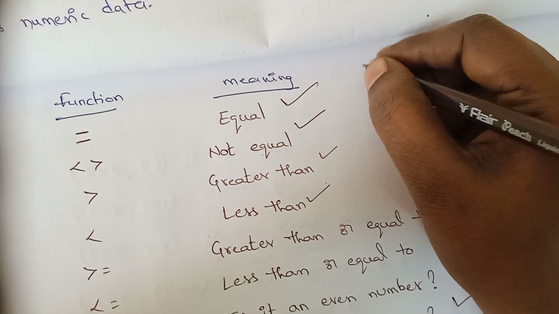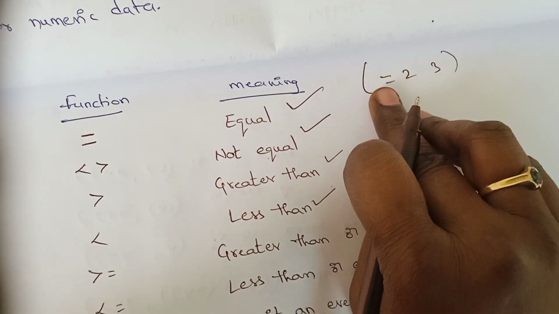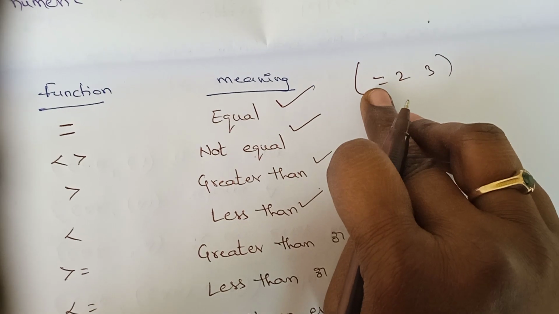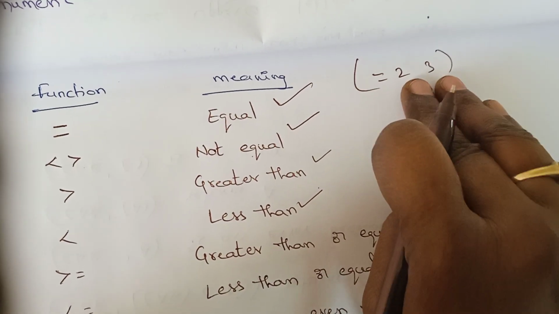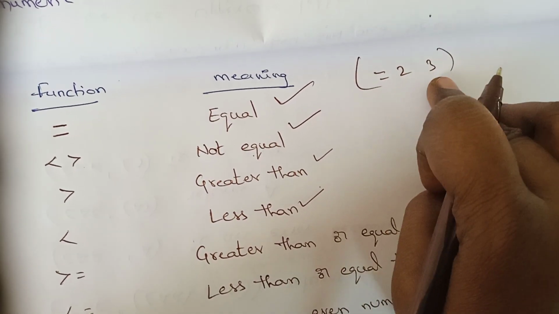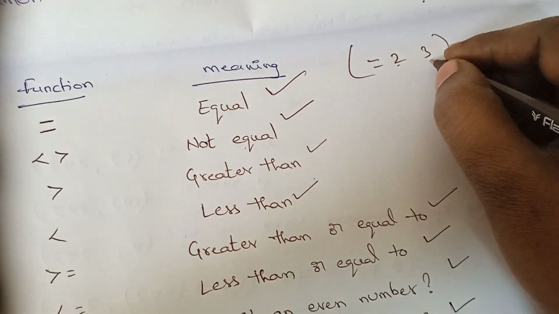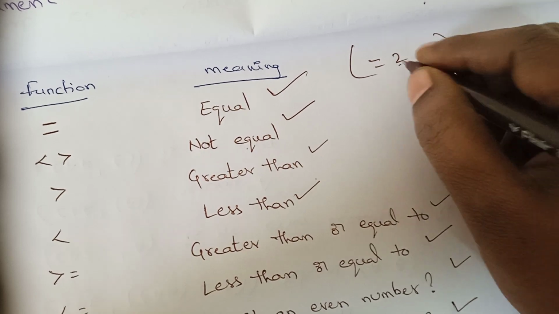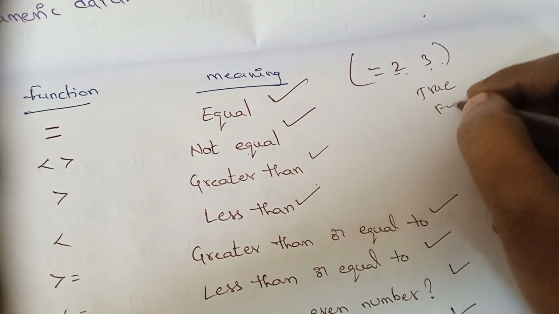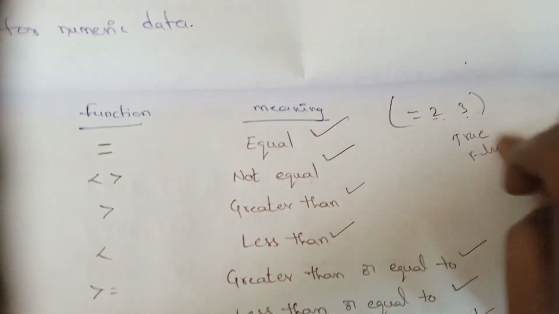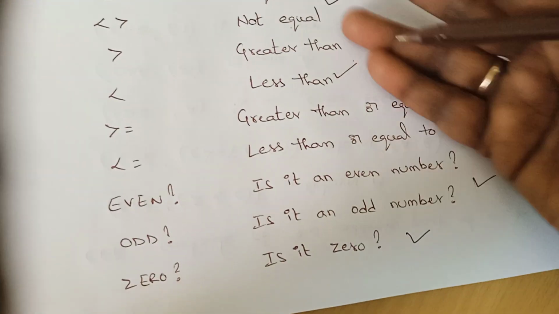Let's see, we'll write something like this: equal 2, 3. This is the first class entity which tells us about the function. 2 and 3 are parameters. Now that means what? 2 equal to 3. Answer is what? If 2 is equal to 3, the answer is true. If 2 is not equal to 3, the answer is false. That's what predicate functions mean. Everything you can treat the same.